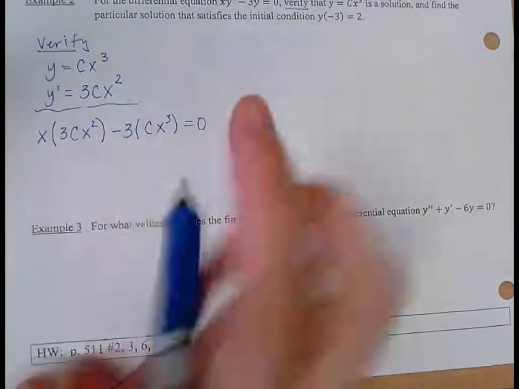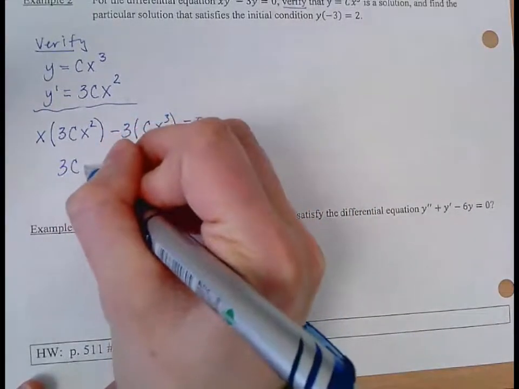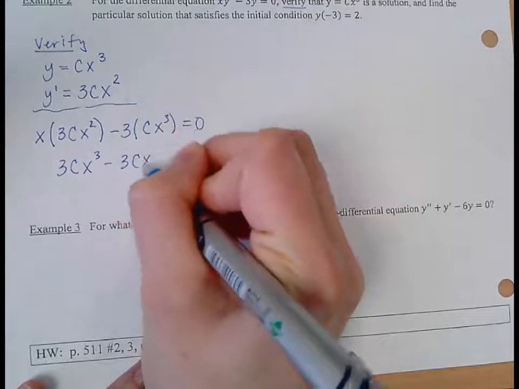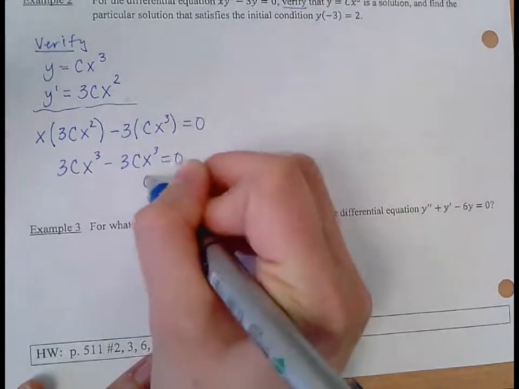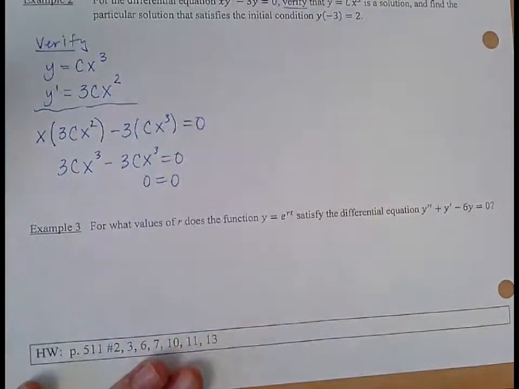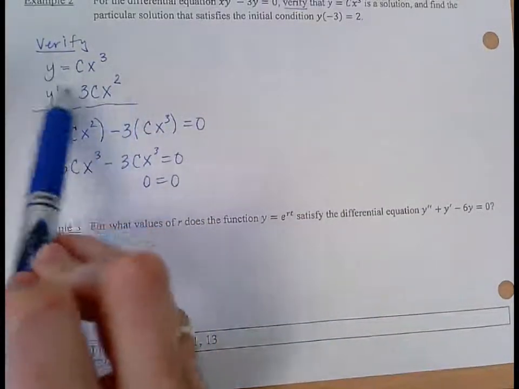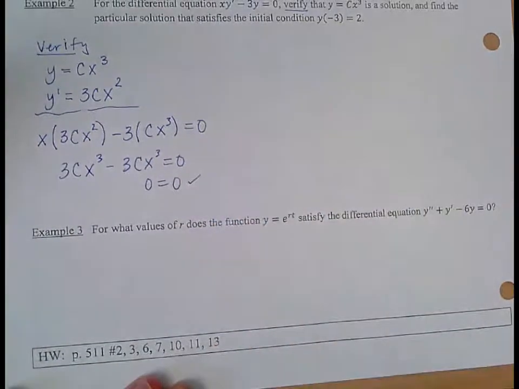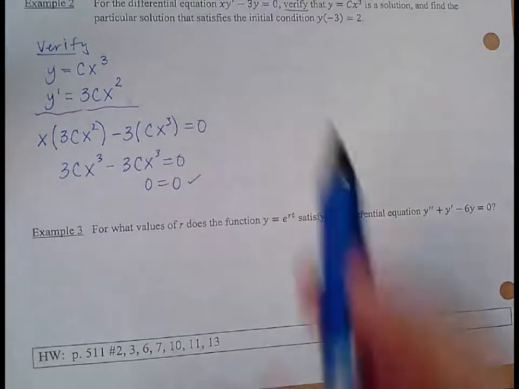So if I multiply here, I get 3cx times x squared is x cubed. Here I would have 3cx cubed. I do get 0. So yes, I have verified that this general solution is a solution to the differential equation. Okay, that's the verifying part. That's what you just did in the previous set of examples.